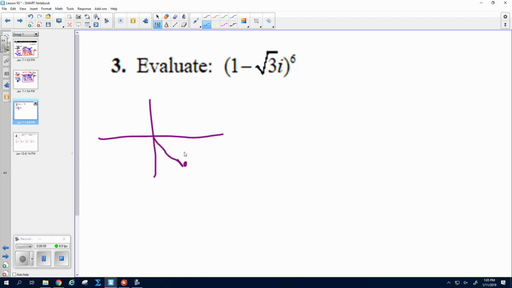Connect it to the origin and to the x-axis. So this distance is 1. This distance is negative root 3, but I'm going to go ahead and put root 3 since it's a distance. Some of you might already know what the other side is because we've done this one so many times, but you could do Pythagorean theorem.